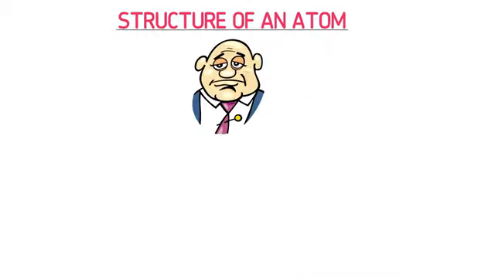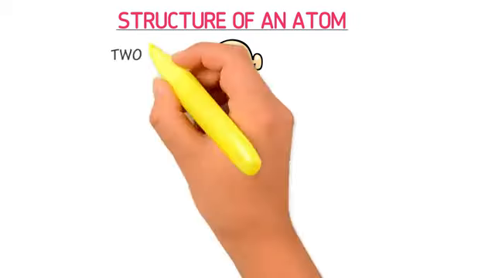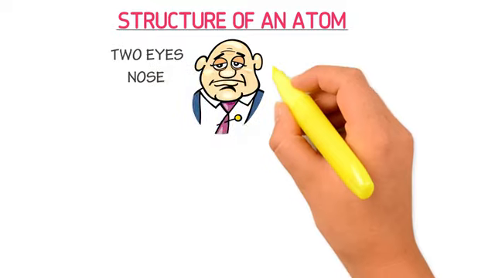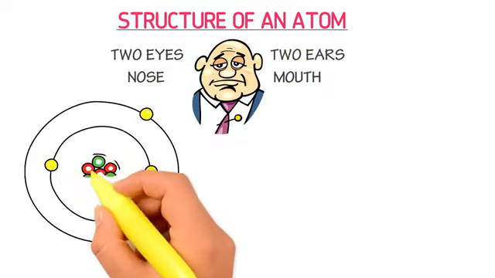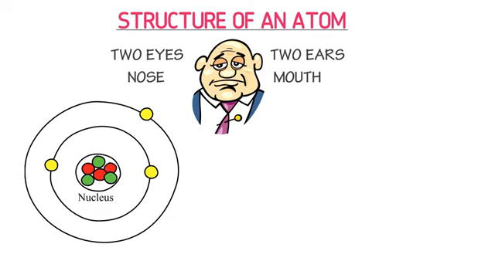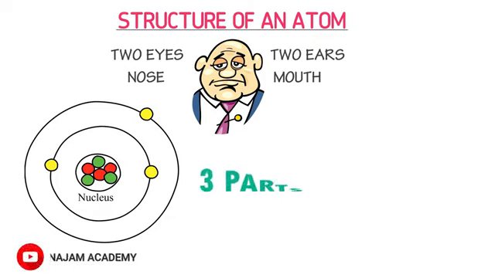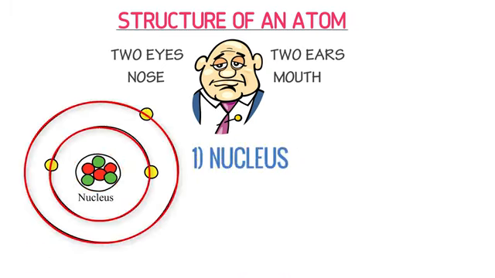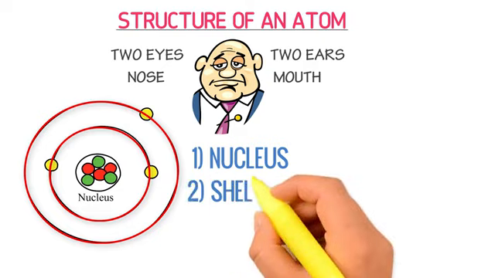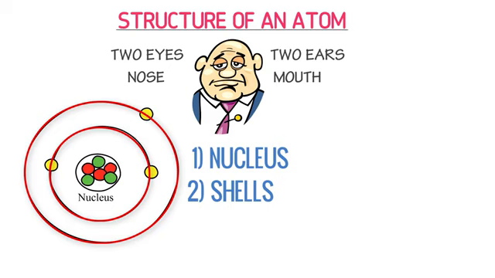Also, you must learn the structure of an atom. We know that the structure of all human beings is the same. For instance, every human being has 2 eyes, a nose, a mouth, and 2 ears. Similarly, the structure of all atoms is the same. Every atom consists of 3 parts. The central part of any atom is known as the nucleus. The fixed and circular parts around the nucleus are called shells or energy levels.